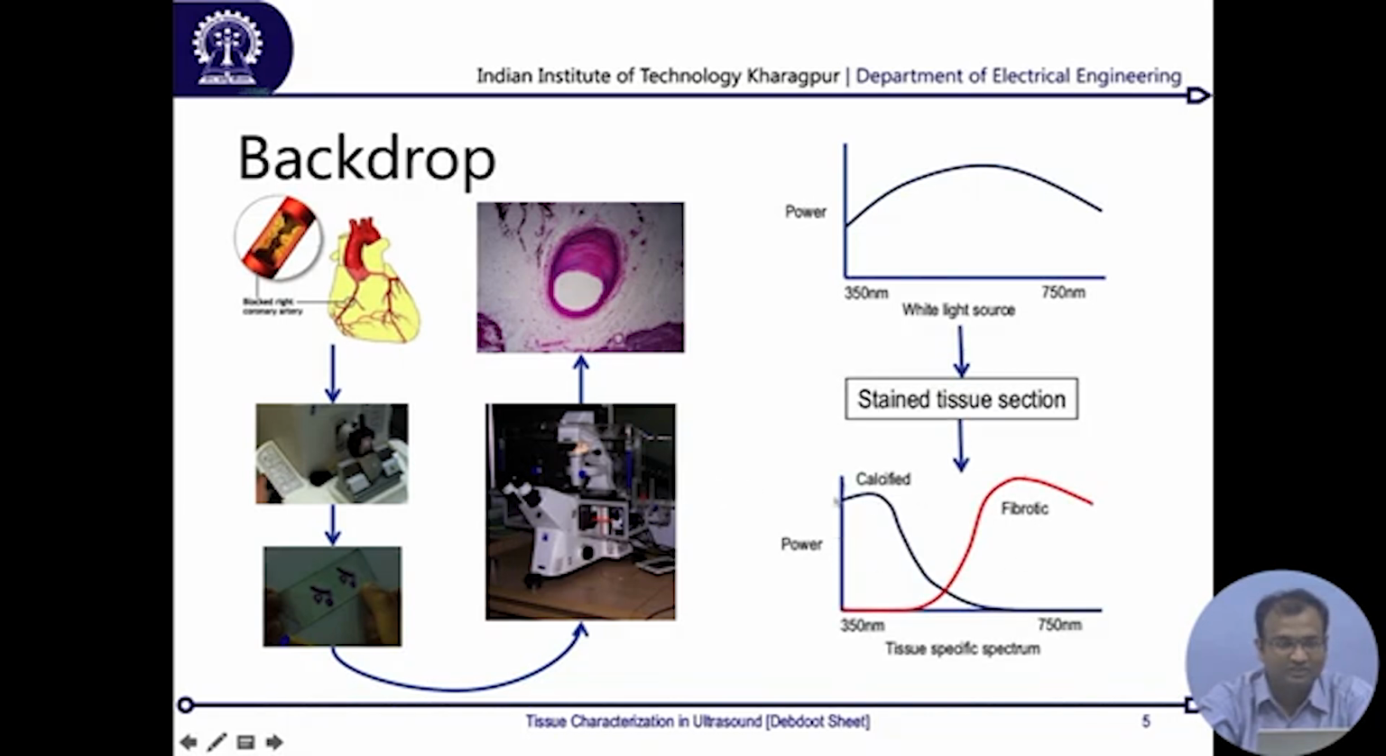So for each pixel you have some sort of a transfer curve. Now based on the intensity, whether you are looking at the intensity of blue or of red, you will be able to tell the relative density of these two kinds of tissues, whether it is calcified or fibrotic, and this is typically for an H&E stained tissue which we are looking at.